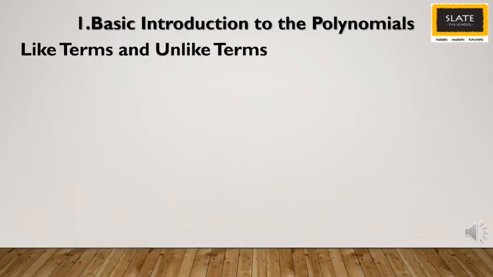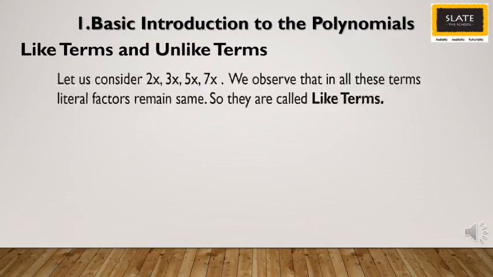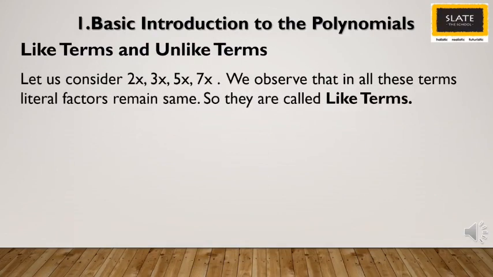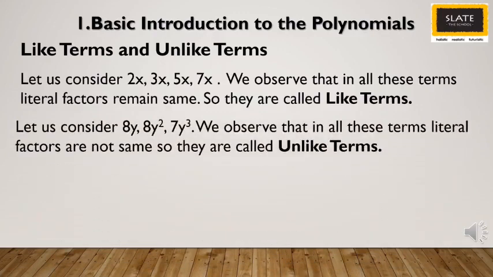Like terms and unlike terms. Let us consider 2x, 3x, 5x, 7x. Here we observe that in all these terms, literal factors remain same, that is x. So these terms are called like terms. Let us consider other example: 8y, 8y square, 7y cube.